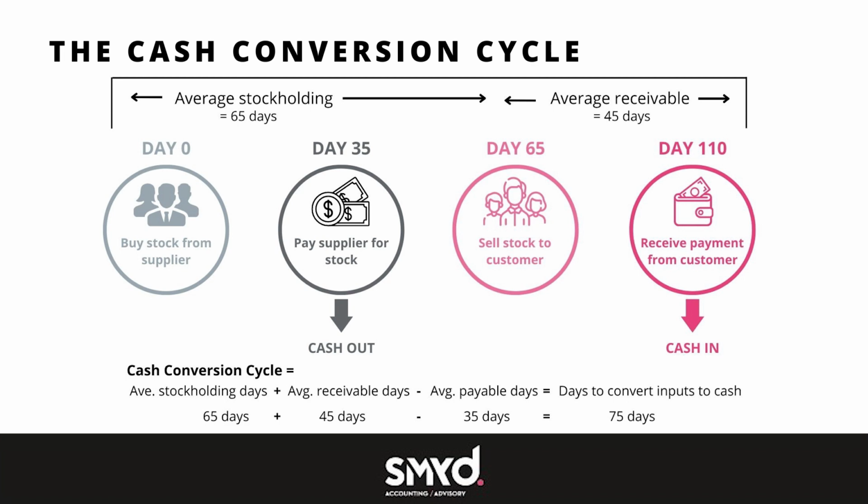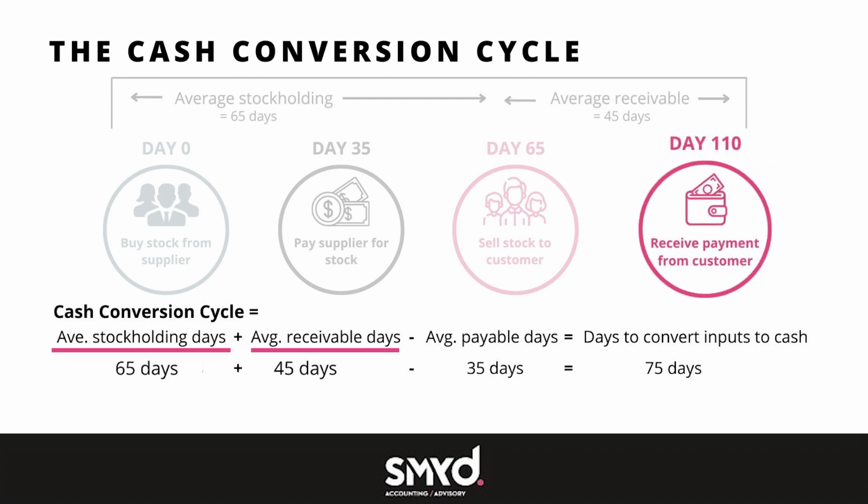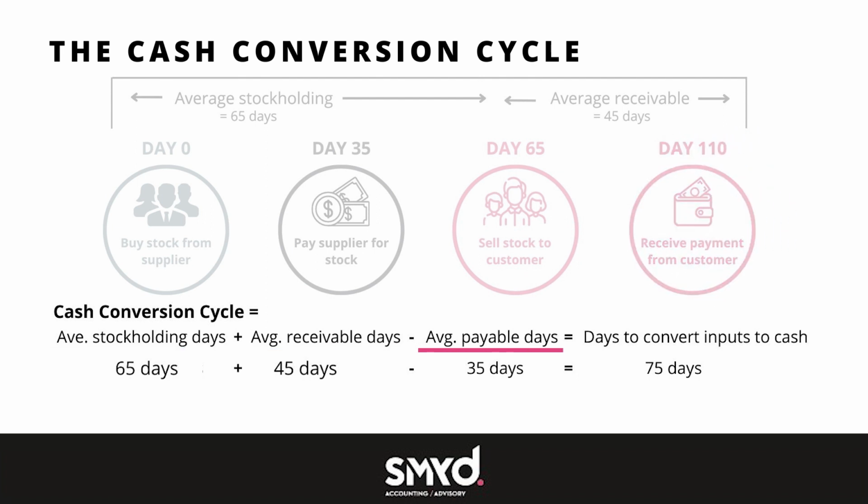The first thing we do is we take our average stock holding days plus our average receivable days. In this instance, you saw that our stock holding days was 65 days, and our average receivable days was 45. So we add them up to get our 110. We then subtract the payable days. So how long was it between us ordering the stock and actually paying for it? Because as you know from our stock holding days, yes, it was 65, but we didn't actually pay for it until 35 days after that. So we take that off.